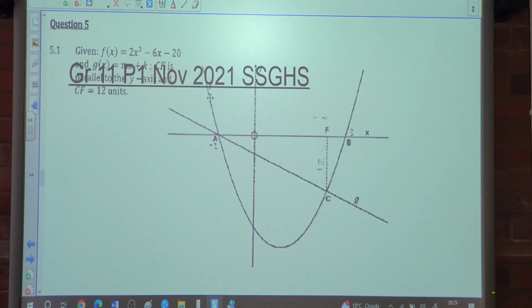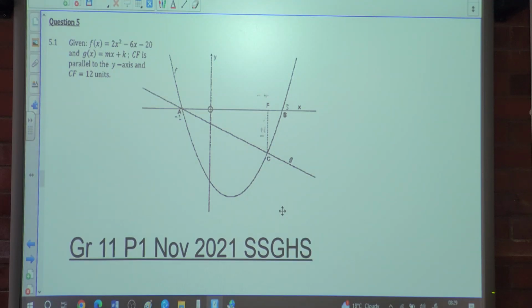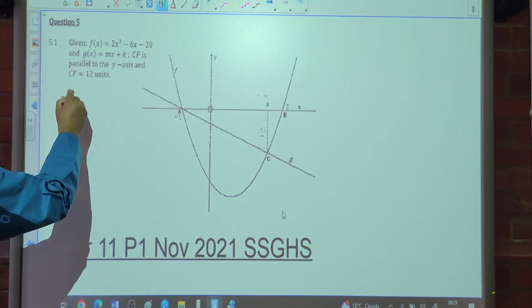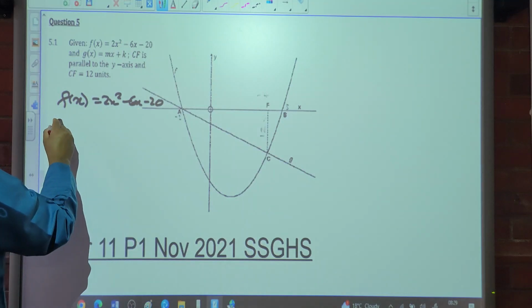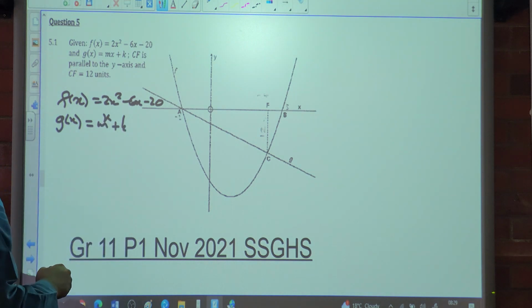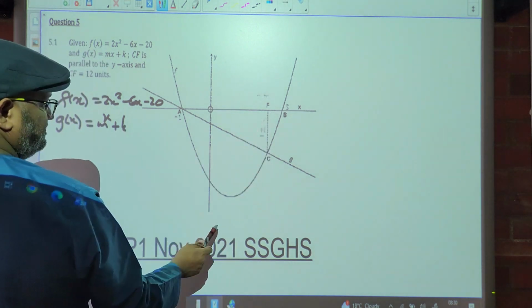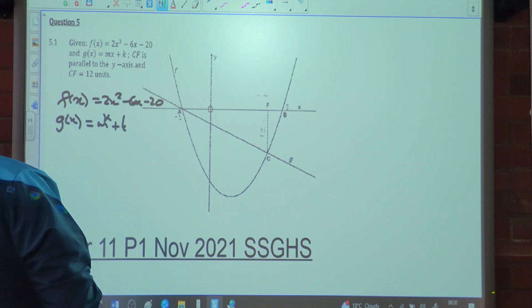Look at question 5. In question 5, we are told that f of x is equal to 2x squared minus 6x minus 20, whilst g of x is equal to mx plus k. Let's see how much time is left. 8 minutes. Oh, maybe it is 4. We are also told that CF is parallel to the y-axis, or they could have said it's perpendicular to the x-axis, and CF is 12.